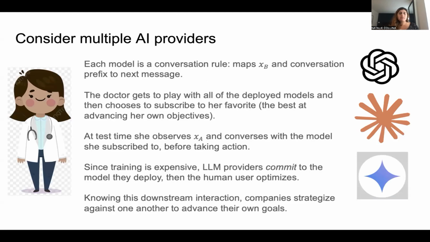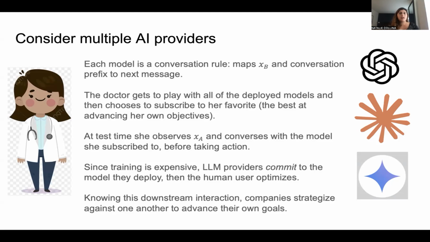So, what does it mean to have multiple AI providers in this setting? We're going to model these. Now I want to use the word model in two different ways. We want to think about the models that these AI companies train and deploy as being conversation rules. So there's some information they have, right? You can imagine, their training data. And what they're doing is they're mapping it to a way of conversing with a downstream human. So there's some conversation they're having. There's a conversation prefix. And what XB does, this hidden information of the model, is it maps it to the next message.